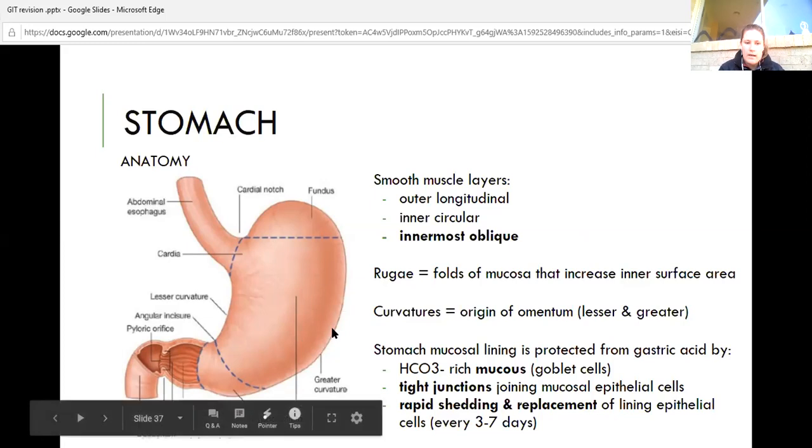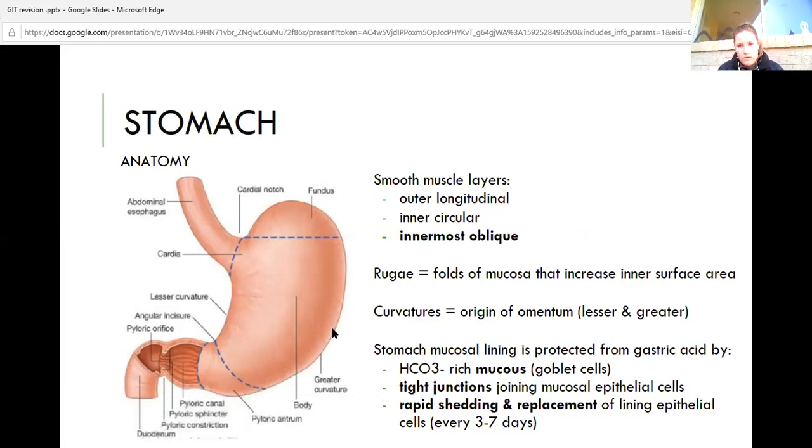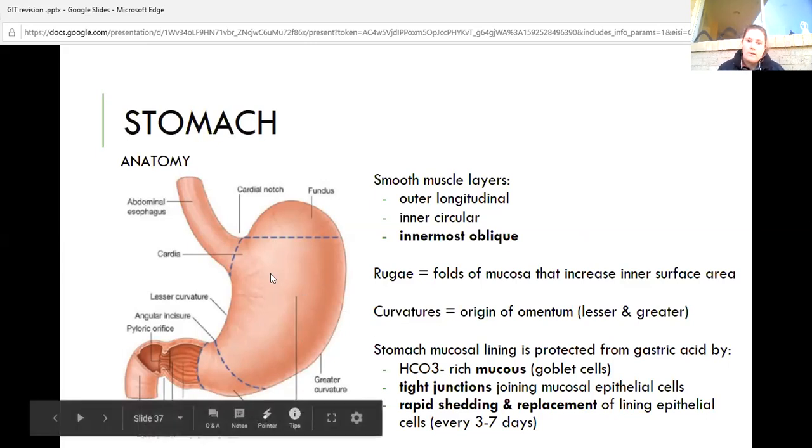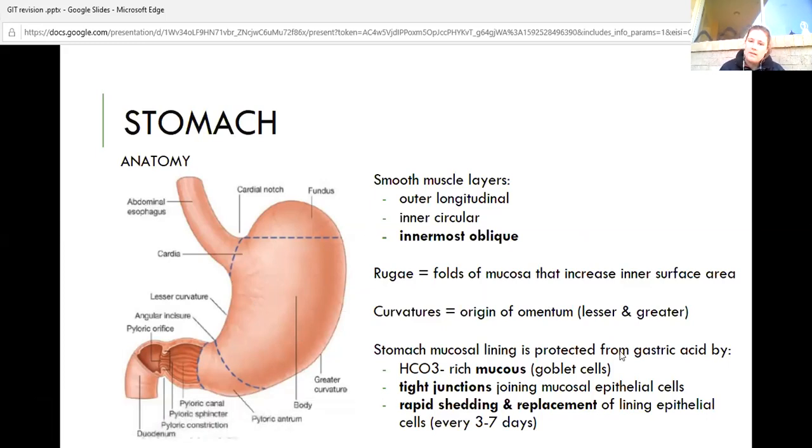Then on the inside of the stomach, you've got rugae, which are folds of mucosa that increase the surface area. So that's going to increase the ability to absorb. And you've also got your lesser curvature and the greater curvature where the omentum go from. And the lining of the stomach has protective mechanisms against gastric acid, which is basically bicarbonate-rich mucus, tight junctions, and the cells are rapidly and regularly replaced.